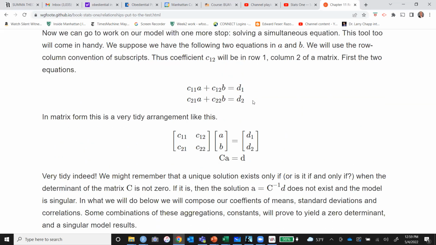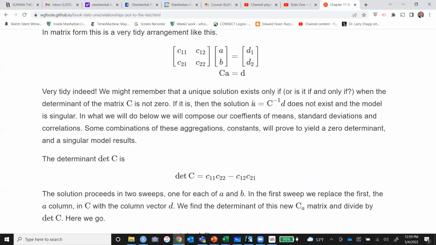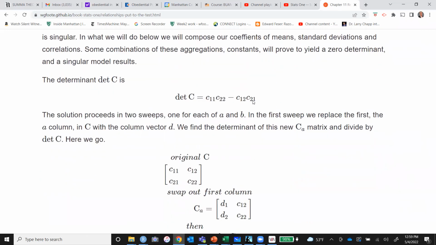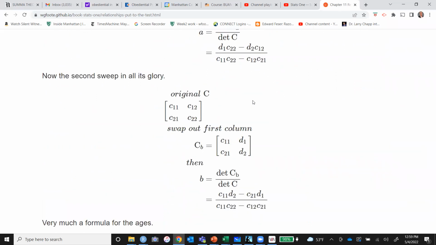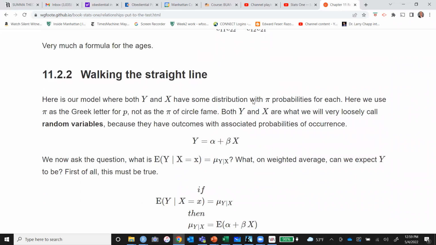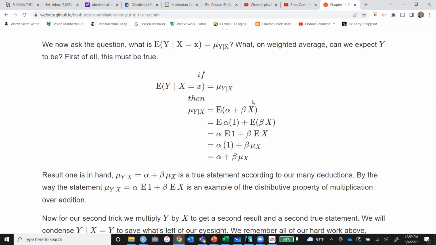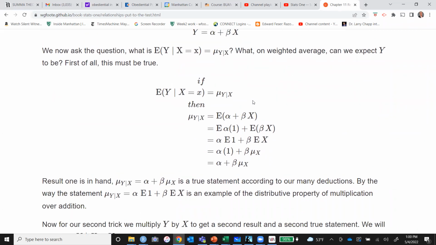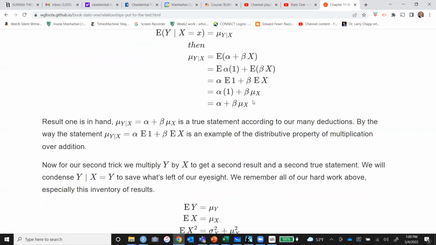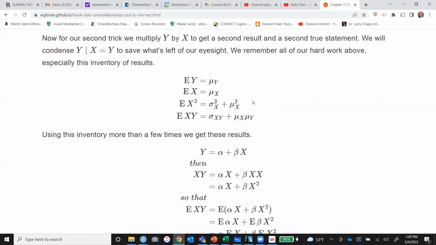Then solving for A and B, that's just simultaneous equations and so on. We can go through all of that, but what I want you to get down to is the expectation of spread, which is y, given WTI, which is x, is equal to the intercept plus the slope times the expectation, or the average, of WTI. That's what we're going to use. But it kind of makes sense.